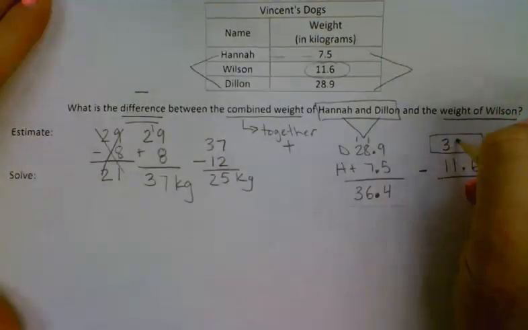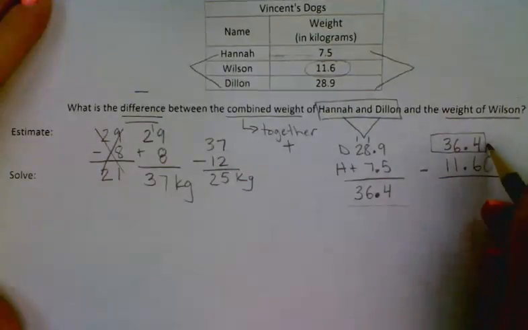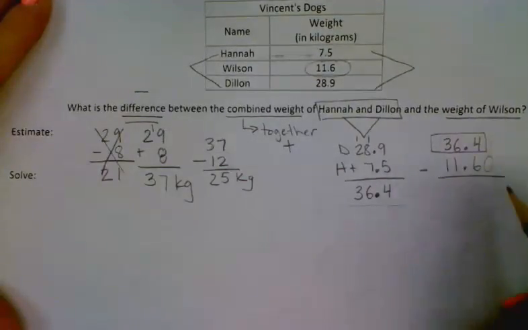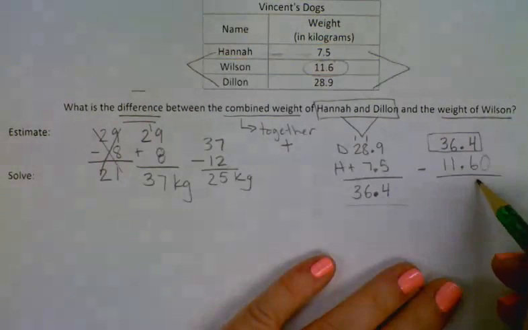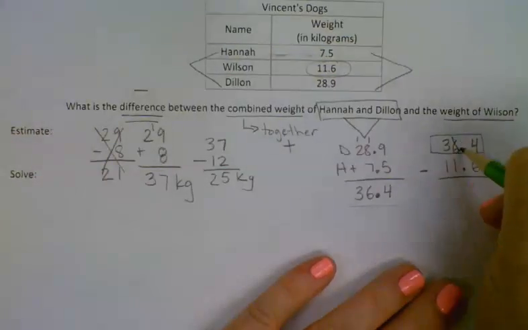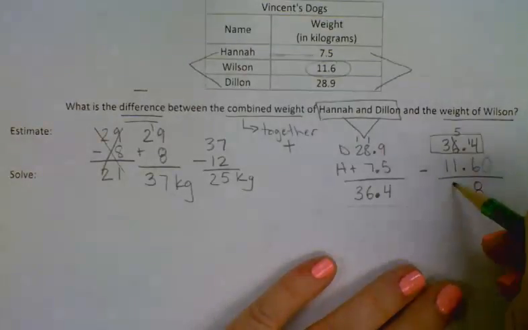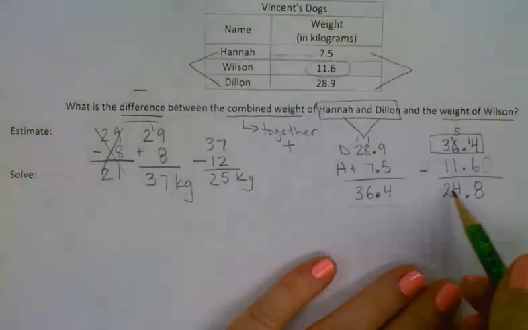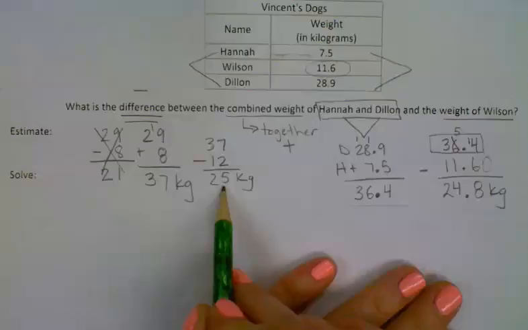I'm going to line up my decimals. 36.4. I could add a 0 here if I needed to. Remember, I just added that when I was rounding. I'm going to ignore it. 4 minus 6, I do not want to say it's 6 minus 4 and put a 2 here. I have to regroup. I take 1 from the 6, that leaves me with 5. I'm going to give all of those tenths to the 4. So I end up with 14. 14 minus 6 is 8. 5 minus 1 is 4. 3 minus 1 is 2. 24.8 kilograms, which is really close to 25 kilograms.